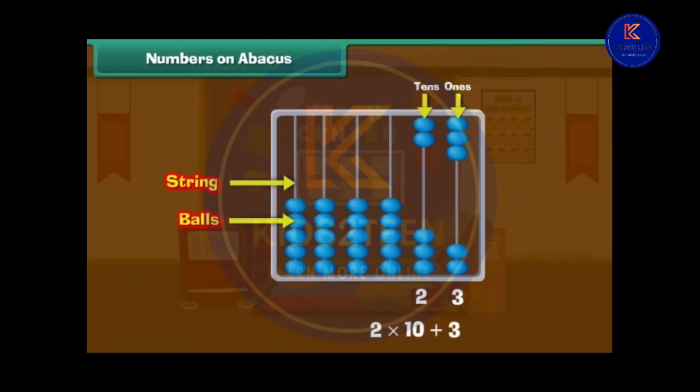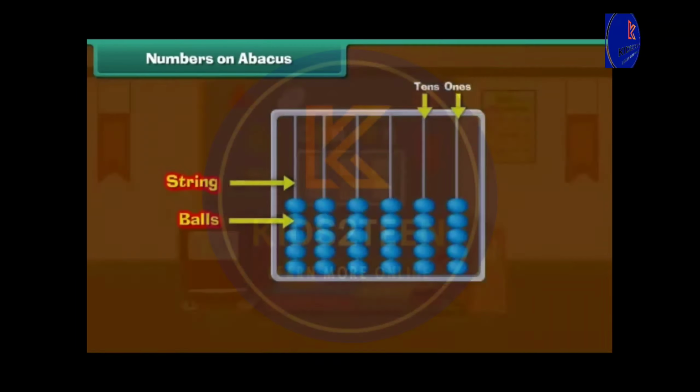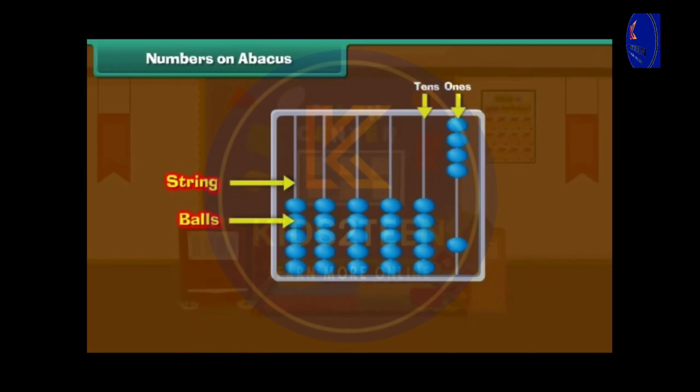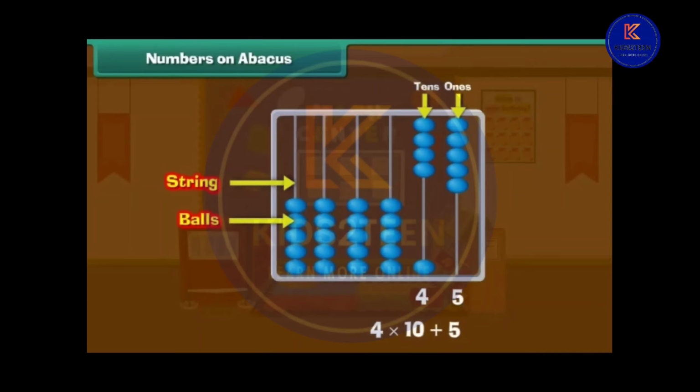So the number is 23. Look at this abacus. It has 5 balls in 1's place and 4 balls in 10's place. Therefore, the number is 45.